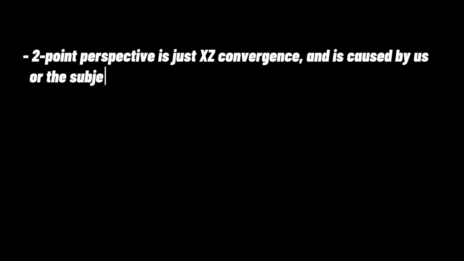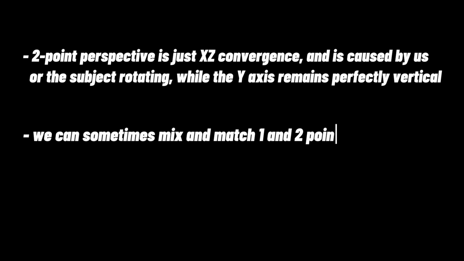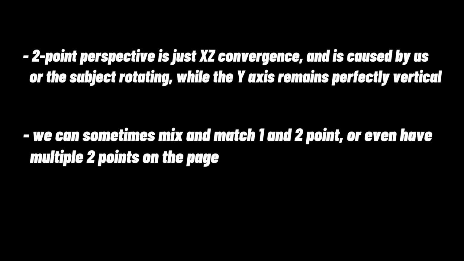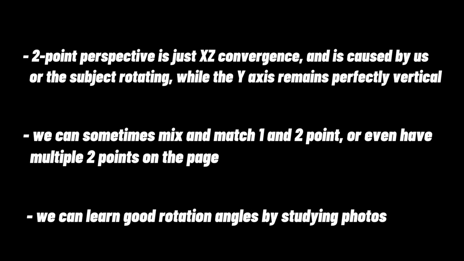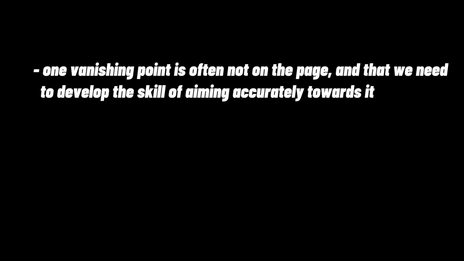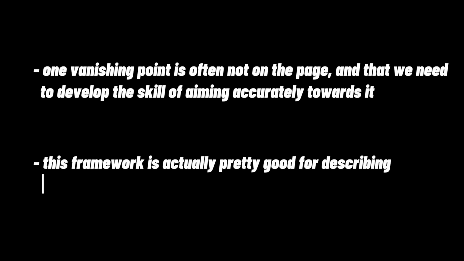So to recap, you learned that 2-point perspective is just XZ convergence and is caused by us or the subject rotating, while the y-axis remains perfectly vertical. That we can sometimes mix and match 1 and 2-point, or even have multiple 2-points on the same page. That we can learn good rotation angles by studying photographs. That one vanishing point is often not on the page, and that we need to develop the skill of aiming accurately towards it. And that this framework is actually pretty good for describing objects and scenes.